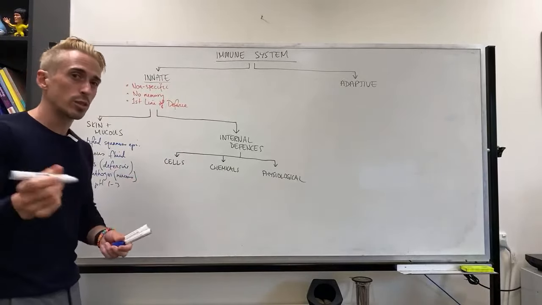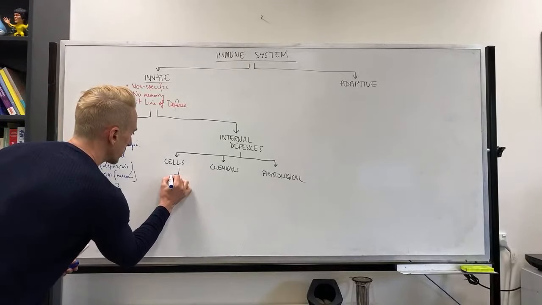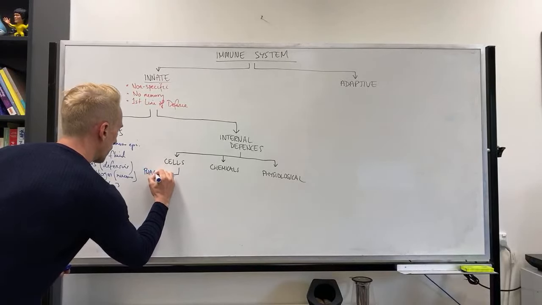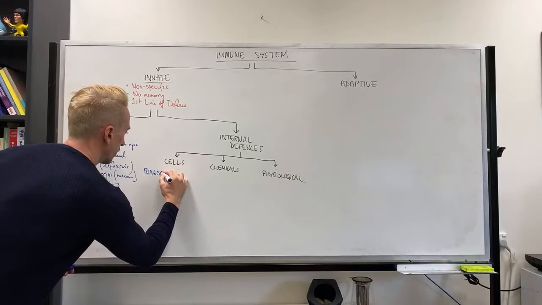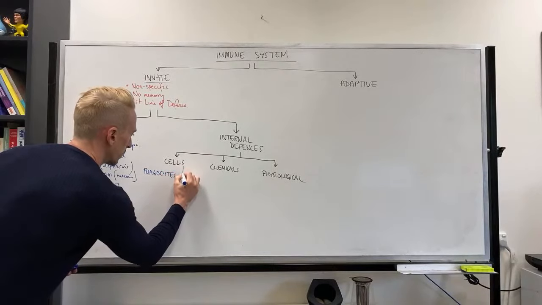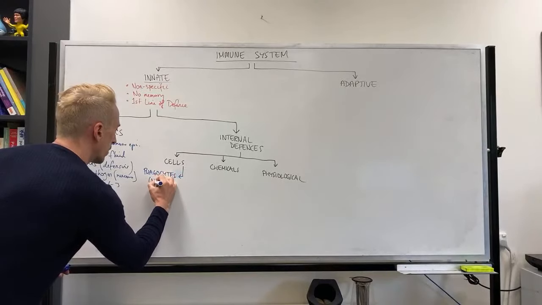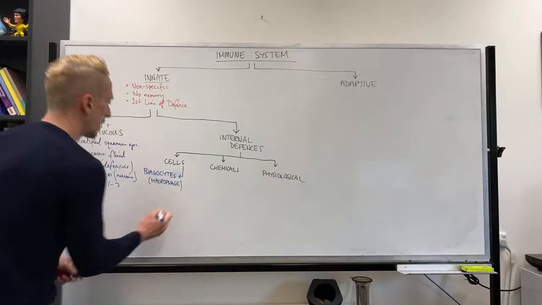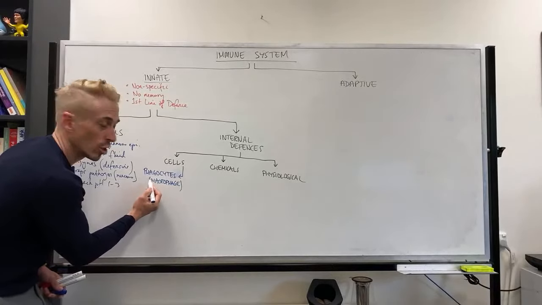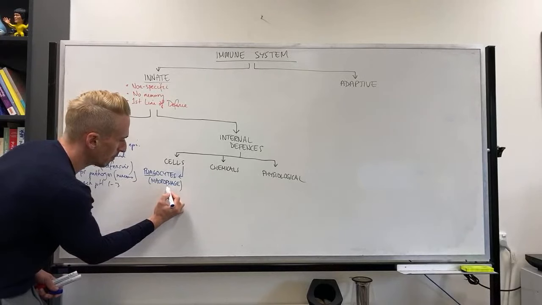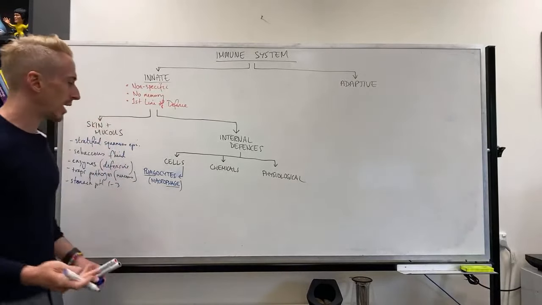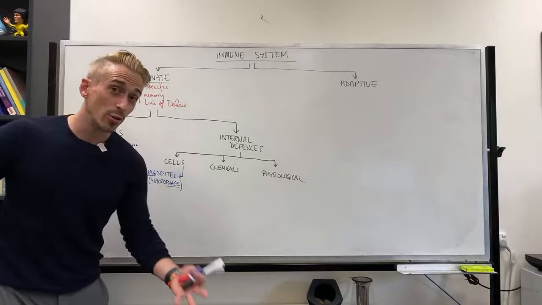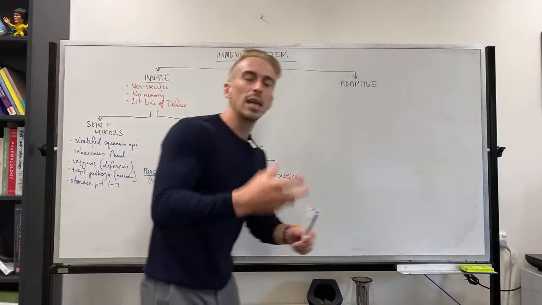So the first type of cellular response we get are phagocytes. Now, one type of phagocyte is the macrophage. You can see that phage, which sits at the beginning of phagocyte and at the end of macrophage, means to eat. So a phagocyte is just a cell that eats, and a macrophage is a large cell that eats. Basically what these cells do is ingest pathogens.